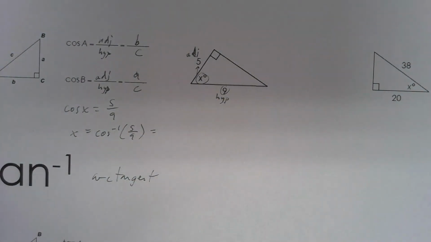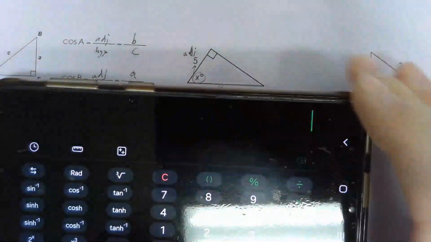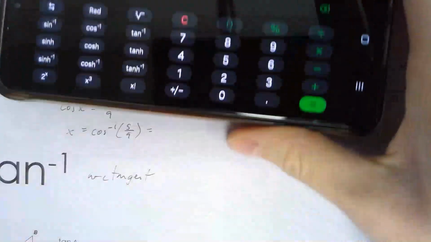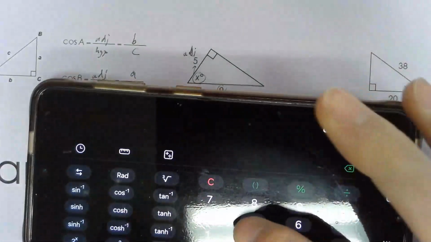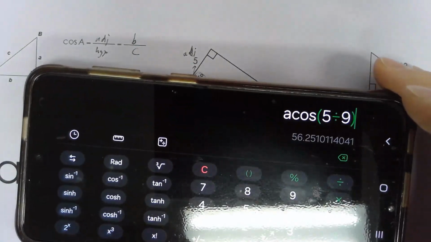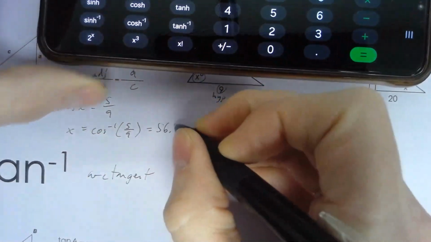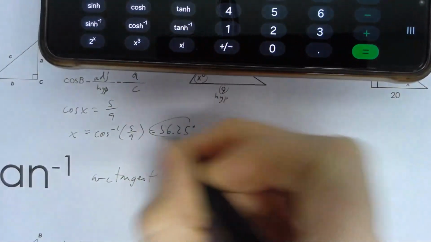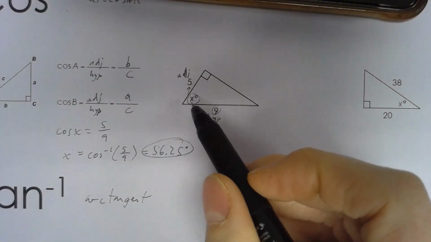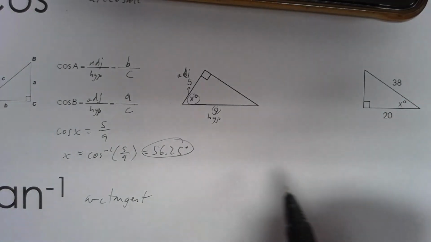Is equal to, and we can type that in our calculator. Let's clear that out, cosine inverse, arc cosine, of 5 divided by 9, close the parentheses, we get 56.25 degrees. We found our angle measure that has that cosine, that has that ratio of those sides.